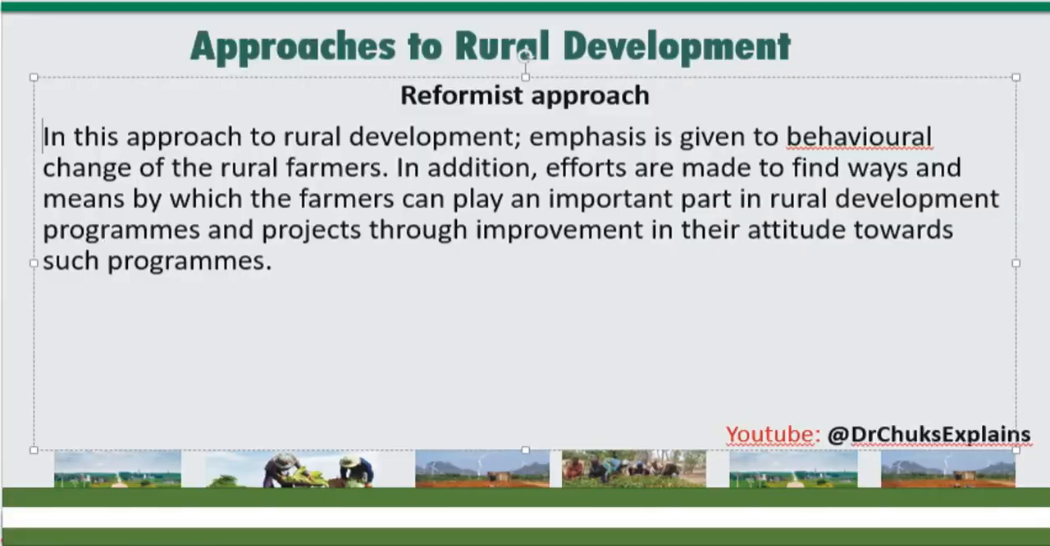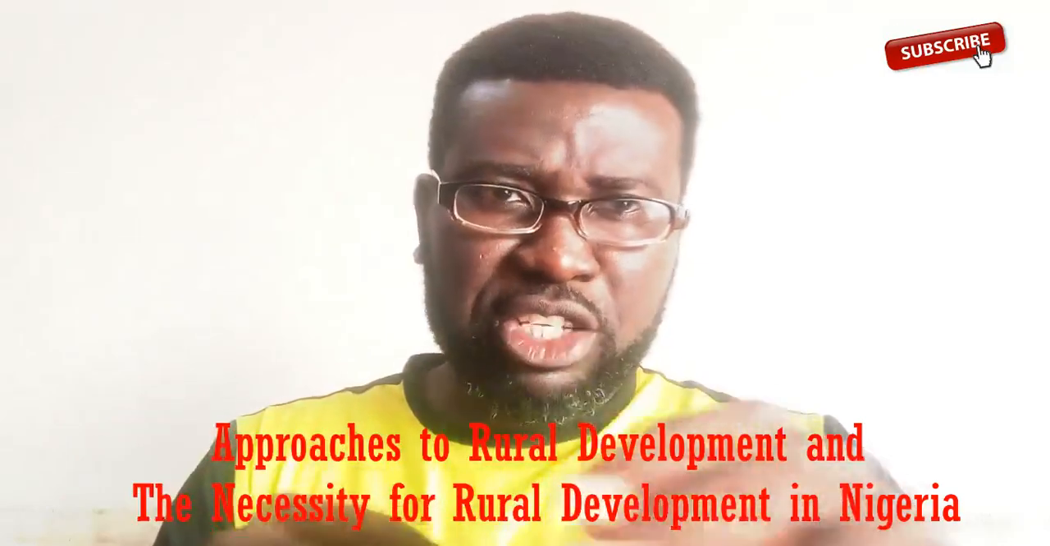Now, the reformist approach. In this approach to rural development, emphasis is given to behavioral changes of the rural farmers. So the changes in the behavior of the farmer, the approach is reformist, meaning that you're trying to bring about a change in the behavior of the people. So the approach seeks to change the farmer.